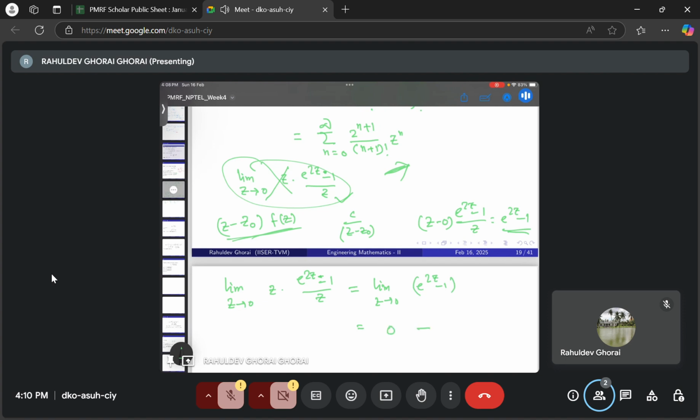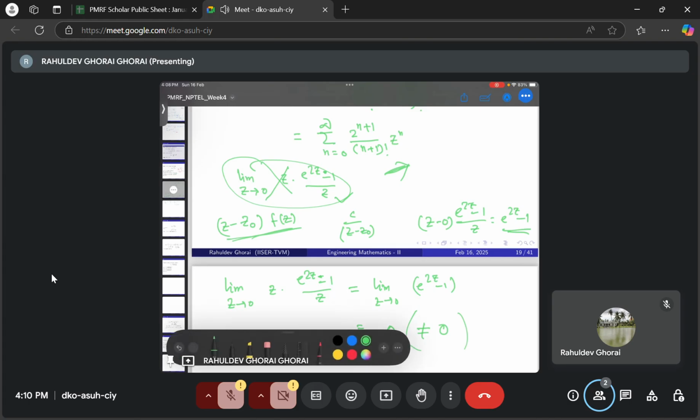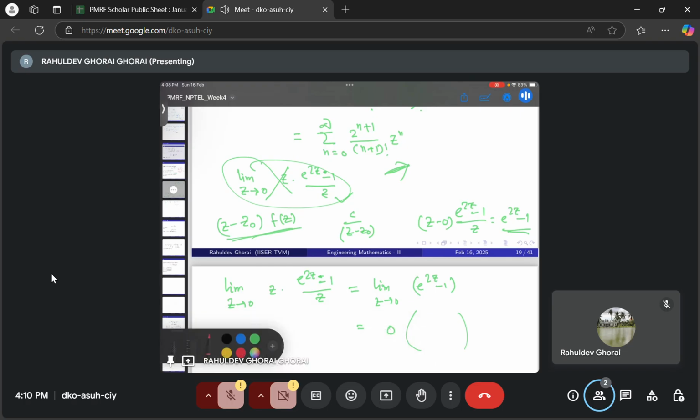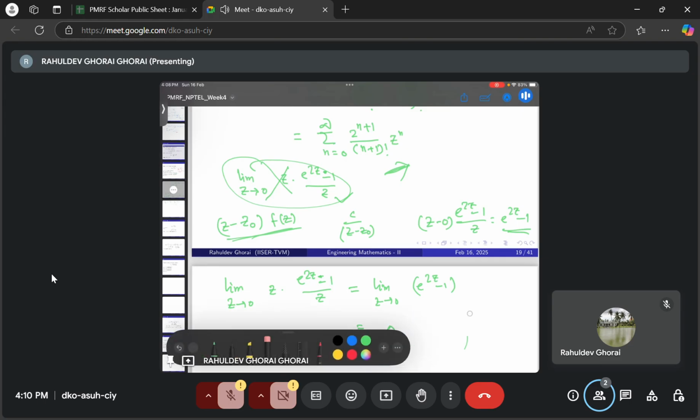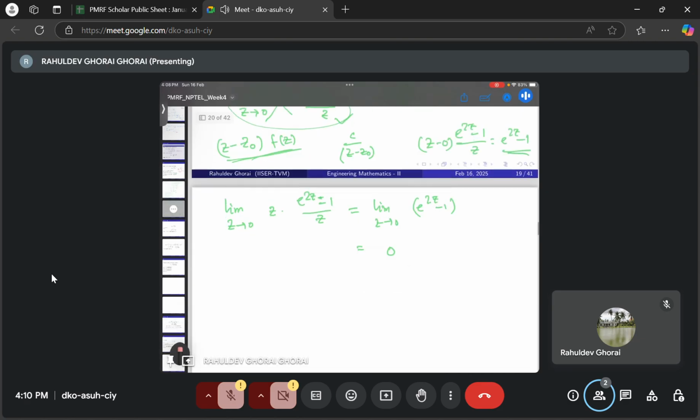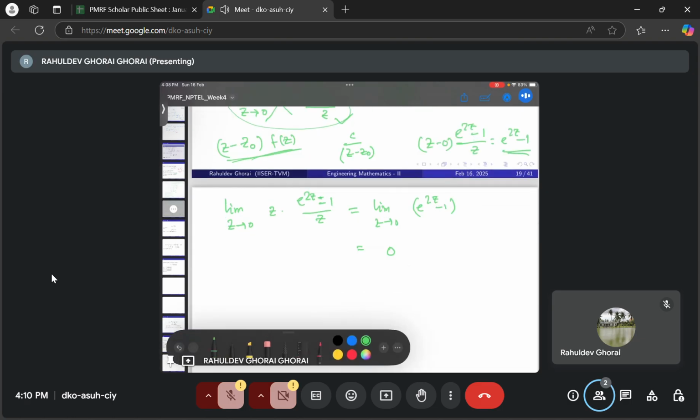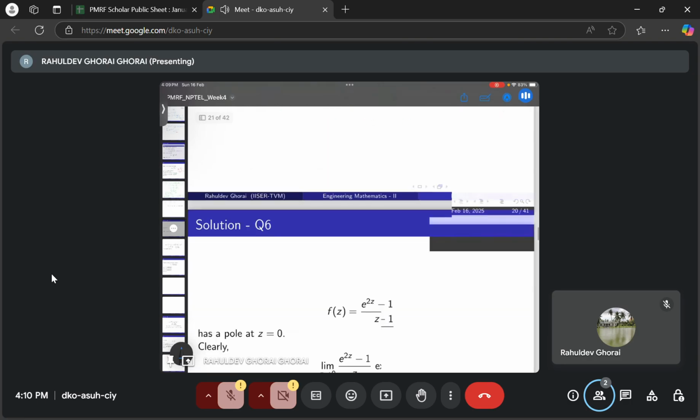But it is becoming 0. It should not be 0, but it is becoming 0. So this cannot have a finite pole, so 0 is not a simple pole. But 0 is a removable singularity, you have to understand that.